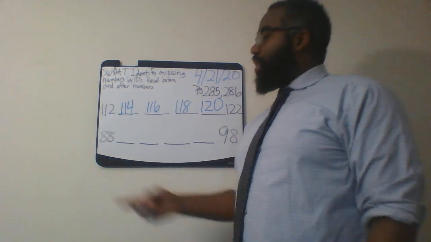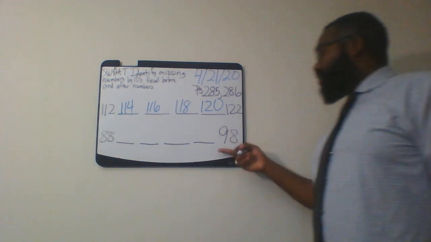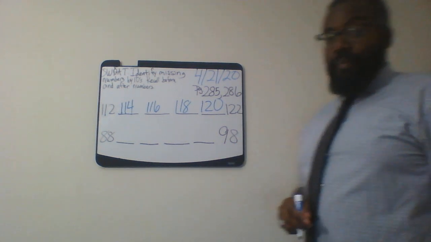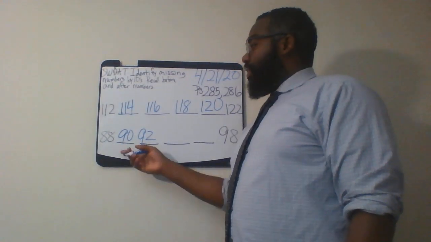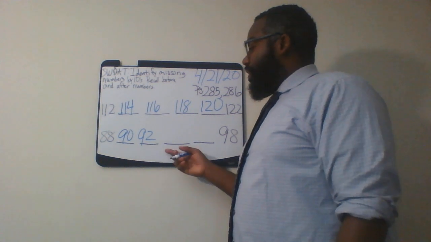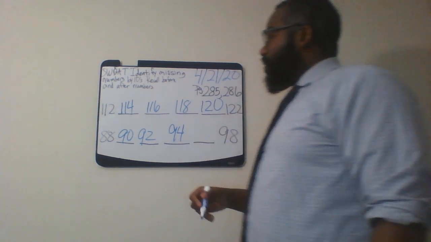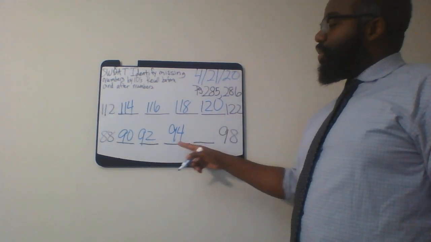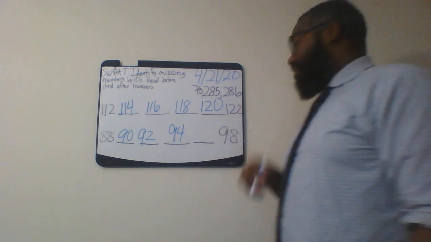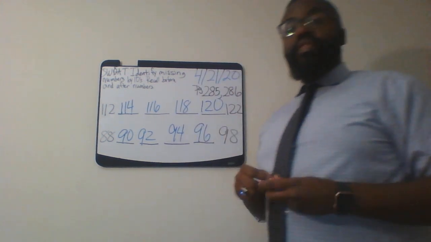Let's try another example. We have 88 and we try to make our way over to 98. Remember, count by 2s. Help the bees. We count by 2s. So we have 88, 90, 92. What's next? 94. So 88, 90, 92, 94, 96. Good job. 96. Then we have 98. So that's how you solve number 1.